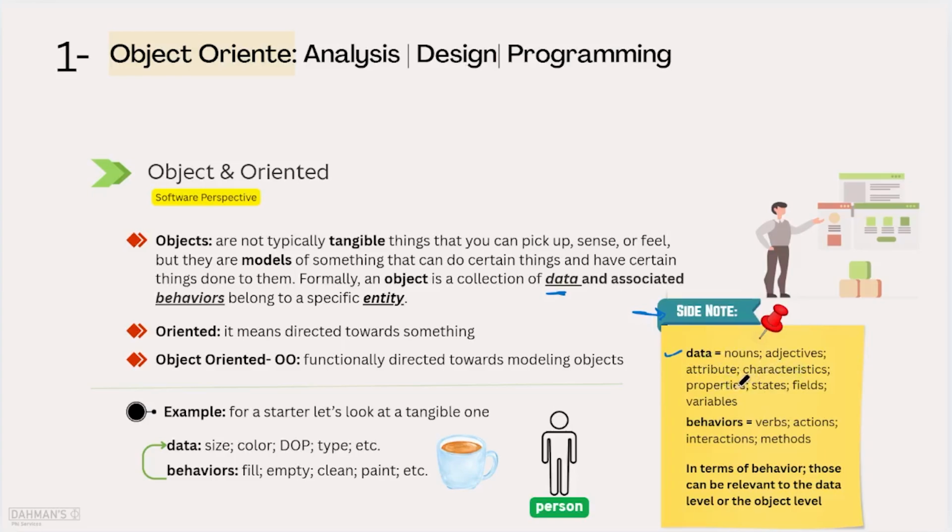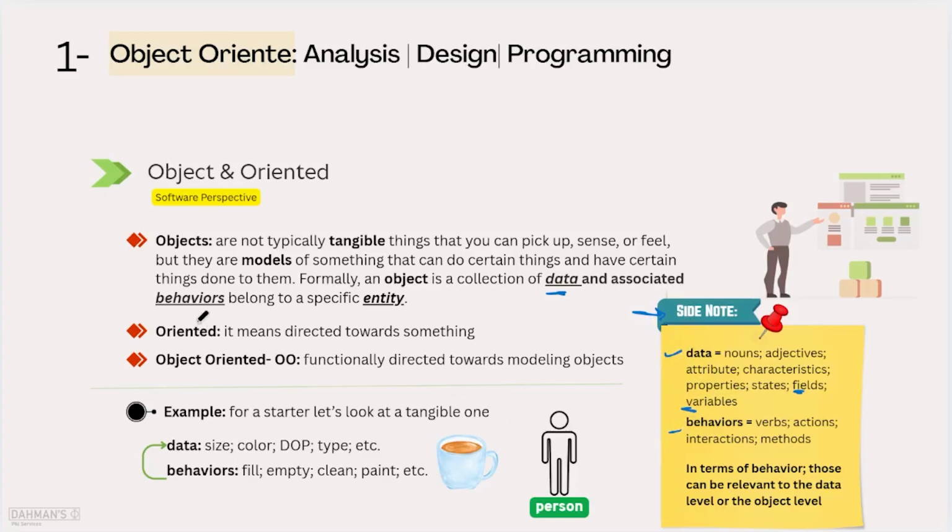Other books refer to it as attribute, characteristic, properties. All these terms are actually used to reflect the exact meaning as I meant here, but I use the word data as a generic. Also, we sometimes use field, for example, when we are talking about this from a database perspective, or we use variables when we speak about mathematics. So please keep this side note in mind.